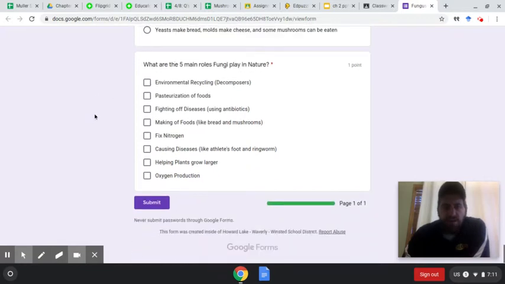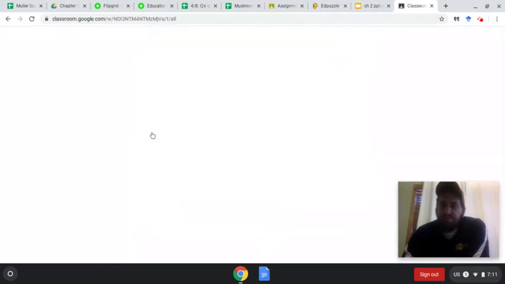What are the 5 main roles fungi play in nature? Those are on pages 70 to 73, so hope you figured that out. Environmental recycling, fighting off diseases, making foods, causing diseases, and actually helping plants grow larger. So lots of good stuff there.